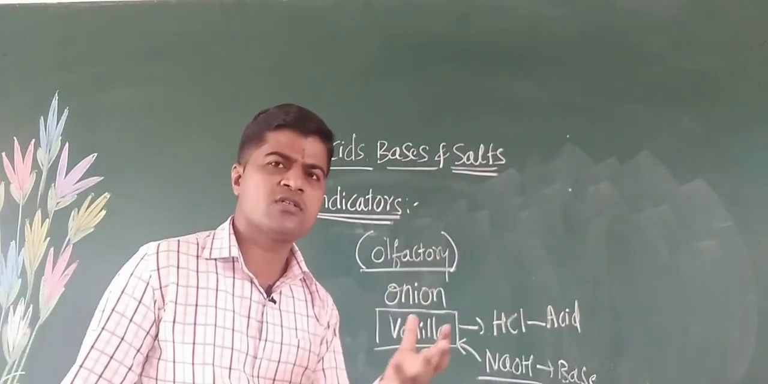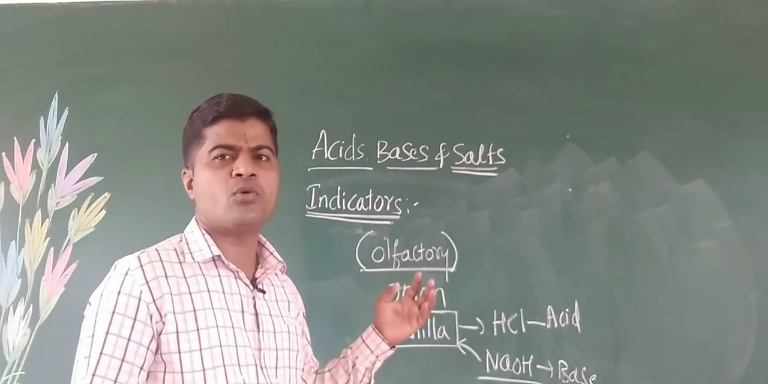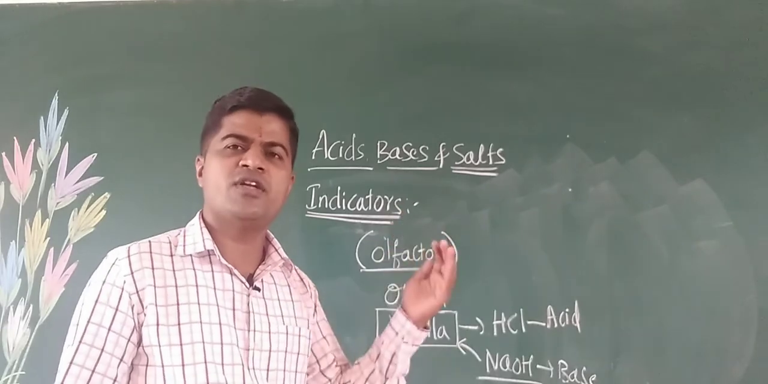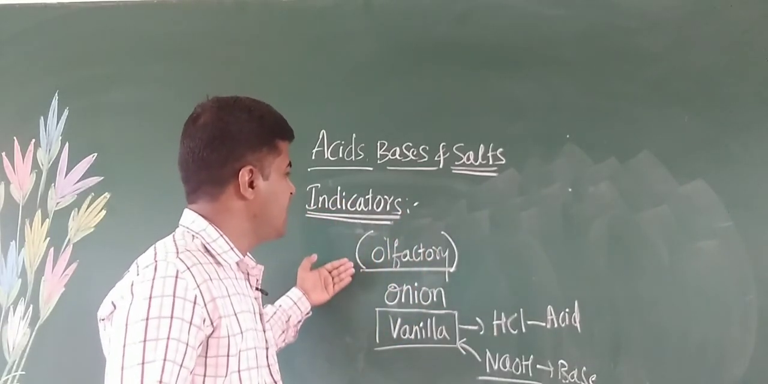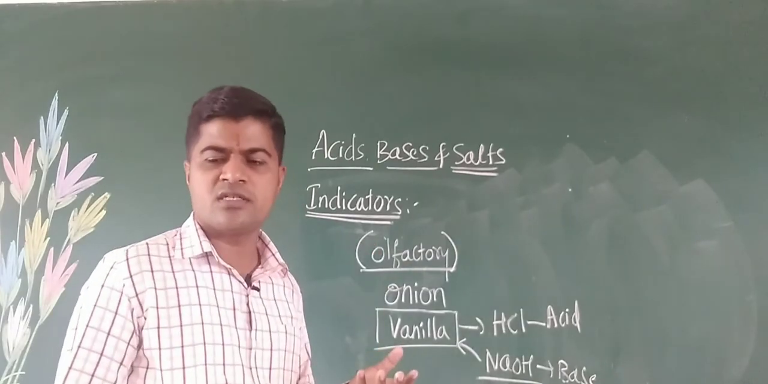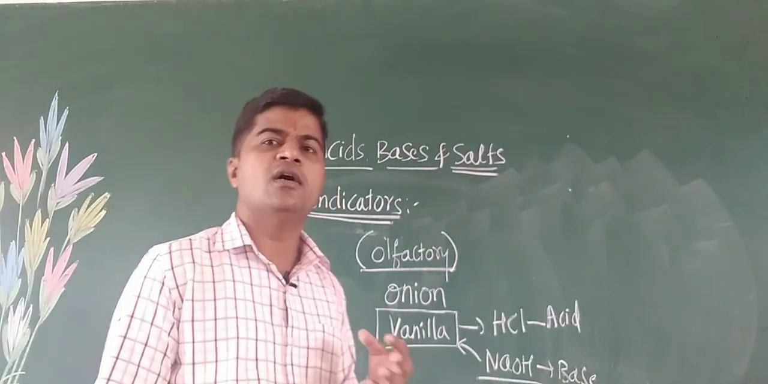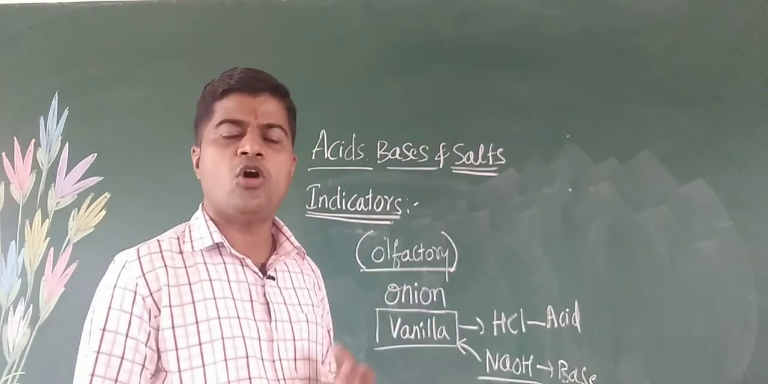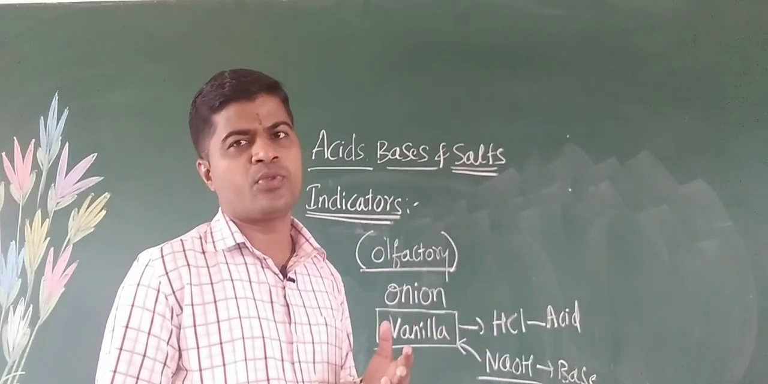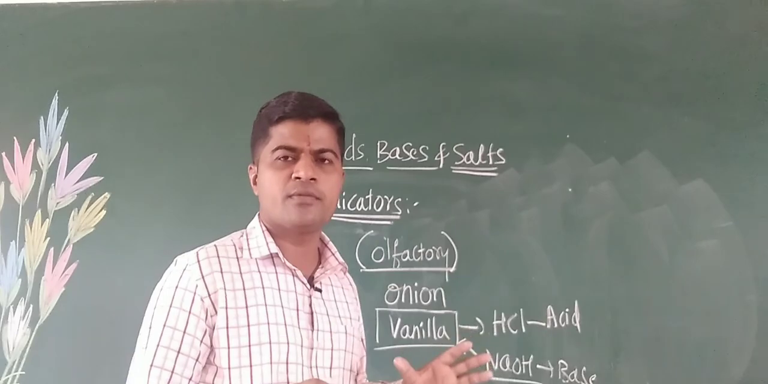So what we have discussed so far is acids, bases and salts. We have discussed the introduction and definitions of acids, bases and salts, and we have discussed indicators. That is, naturally occurring indicators and artificially prepared indicators, and we have discussed olfactory indicators also. I hope you understood the lesson. Thank you.